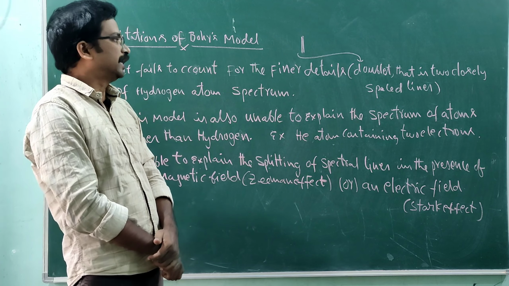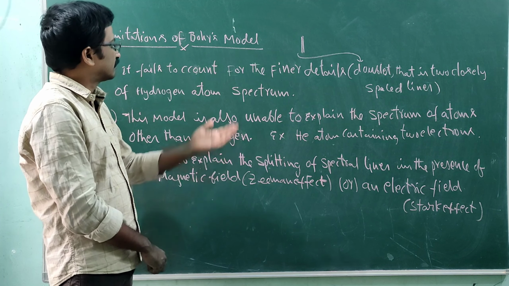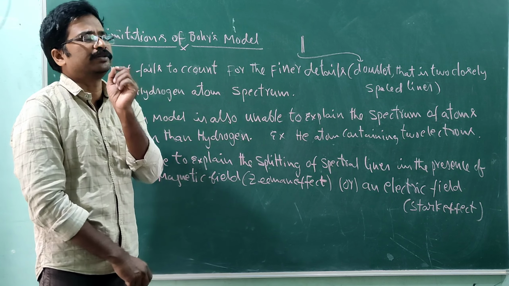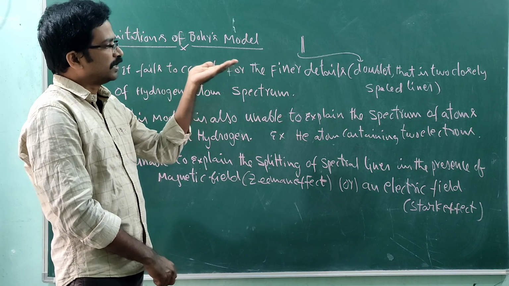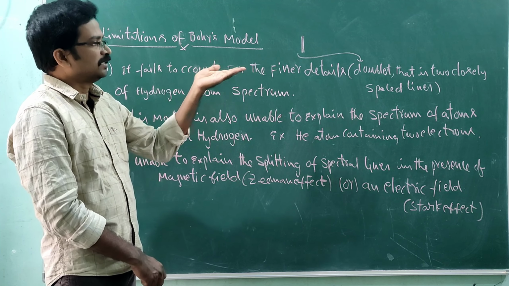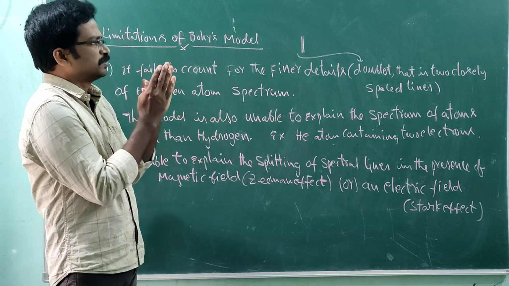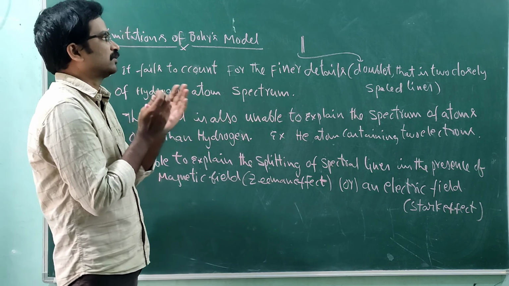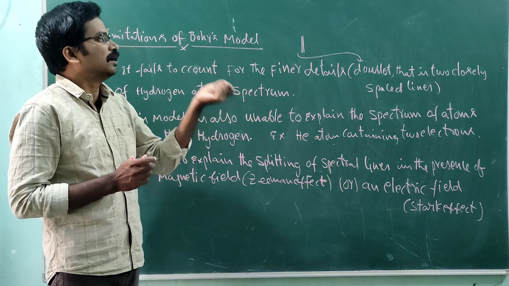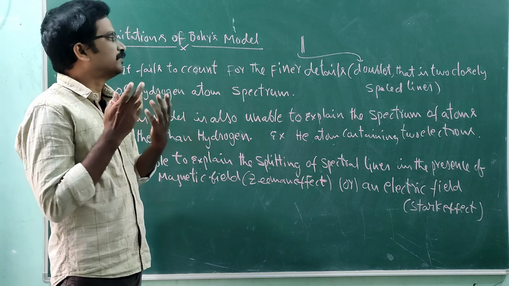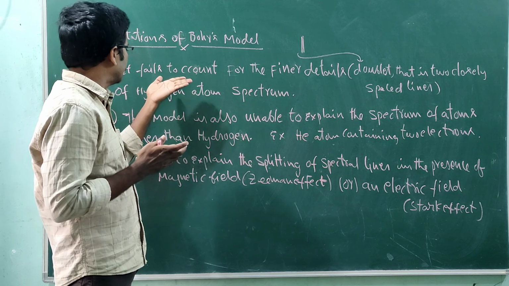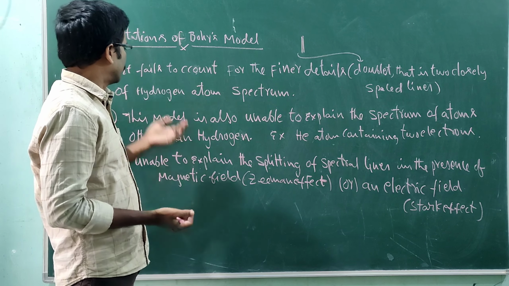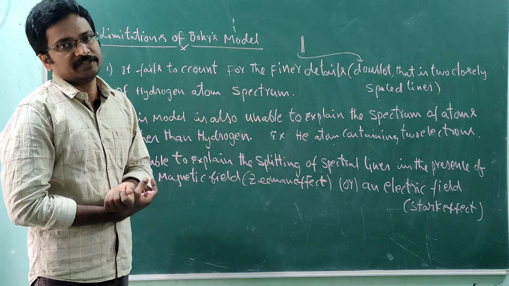Bohr theory cannot account for the finer details, which means very minute details regarding doublets, closely spaced lines in the hydrogen spectrum. In the hydrogen spectrum, some lines are very close to each other, and that is known as a doublet. This type of detail cannot be explained by the Bohr theory for the hydrogen atom spectrum.